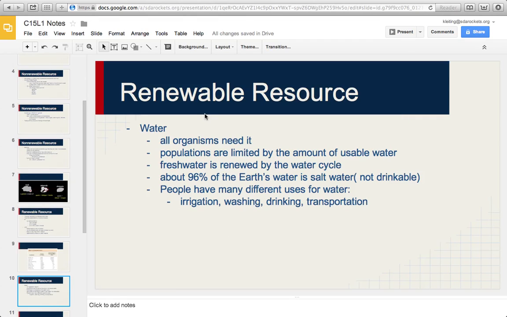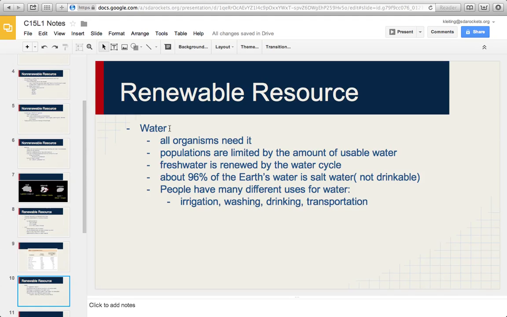Renewable resources, we're going to talk about water for a second. Hopefully we know by now that water goes through a cycle. All organisms need water. Populations are limited by the amount of usable water. Usable is a really important part to think about because we can't really drink salt water. We can, but it's really bad for us. So even if you're really close to a lot of water, that doesn't mean you're close to a lot of usable water.